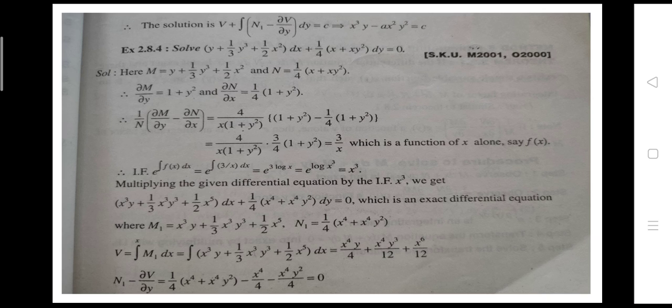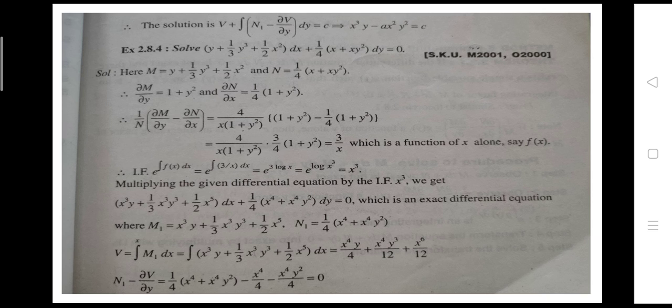Now if it is exact, we need to find the general solution of the differential equation. What is the general solution? V plus the integral of (n1 minus ∂v/∂y) dy is equal to c is the general solution of the obtained differential equation. Here the obtained differential equation is exact, so we can find v.